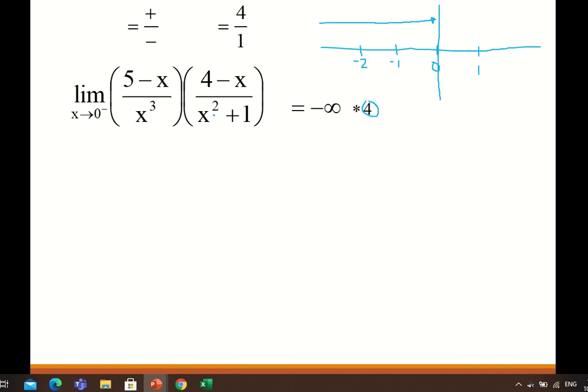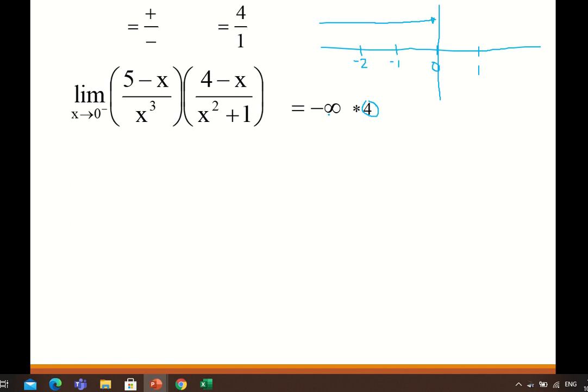This one, a very small number, you square that one, that becomes much smaller. So 1 plus that very small number is almost 1. So it's just like you are dividing 4 by 1. So 4 divided by 1 is equal to 4.